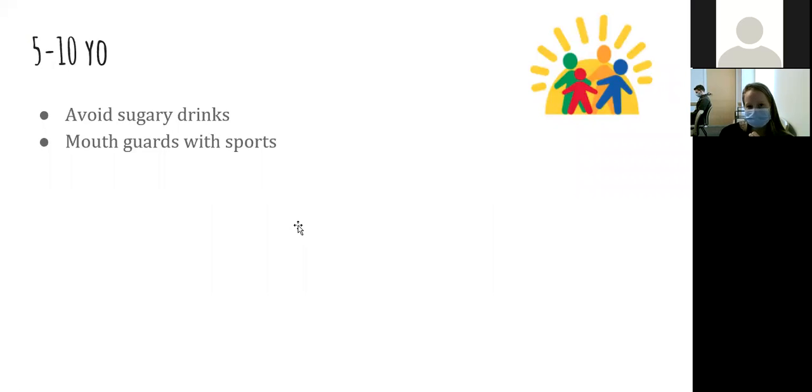So in the school age kids, again, you want to recommend avoiding sugary drinks, and you want to start talking to parents about having their kids wear mouth guards in rec and organized sports.